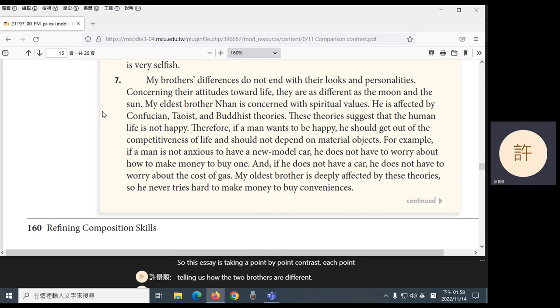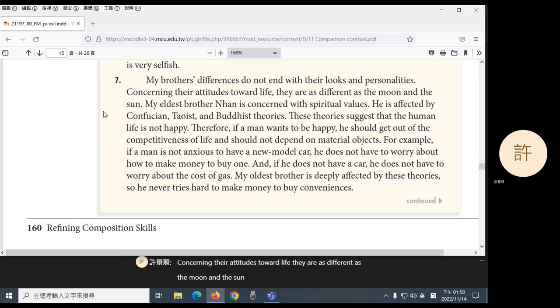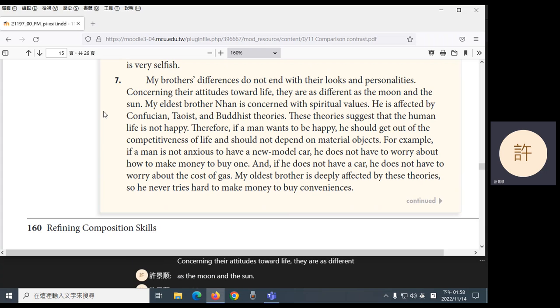My brothers' differences do not end with their looks and personalities. Concerning their attitudes toward life, they are as different as the moon and the sun. My eldest brother Nan is concerned with spiritual values. He is affected by Confucian, Taoist, and Buddhist theories.